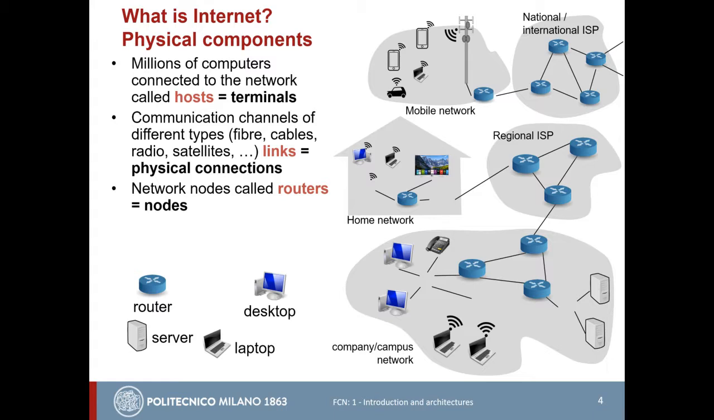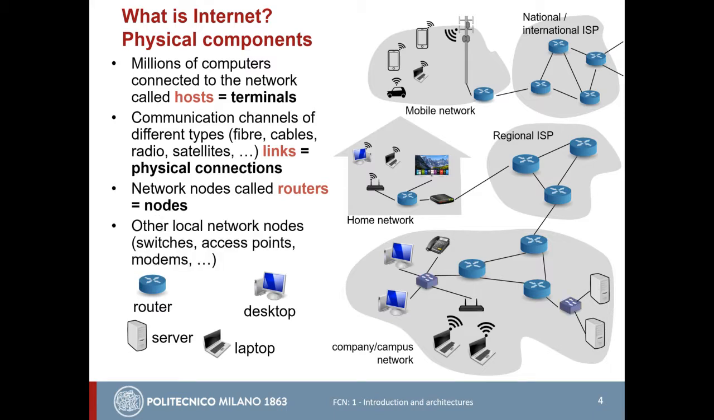This is not enough. You also have other nodes. These other nodes are again devices that manage or process packets, process information, but they are used in a local area, so in a local environment. For example, access points, switches, modems, and so on and so forth. So these are the components that make up the physical infrastructure of the internet.